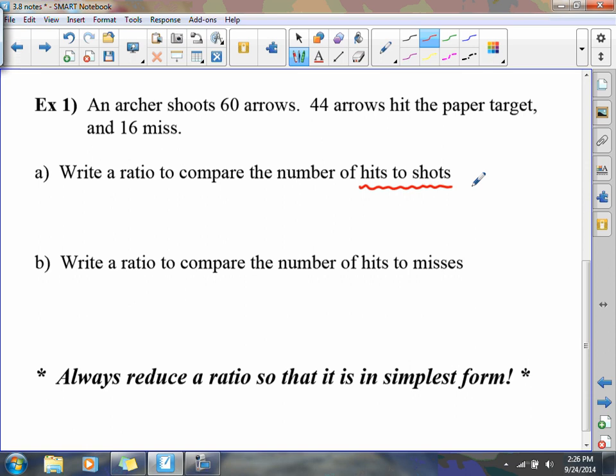And when we read the problem, 44 arrows hit the paper target, and the total number of shots is the total number of arrows that were shot, so that was 60. So 44 out of 60. And we do want to reduce this, so that would be 11 out of 15. And if you wanted to label it, you could say arrows. Since it's a ratio, we're comparing the same units. 11 arrows for every 15 arrows hit the target.